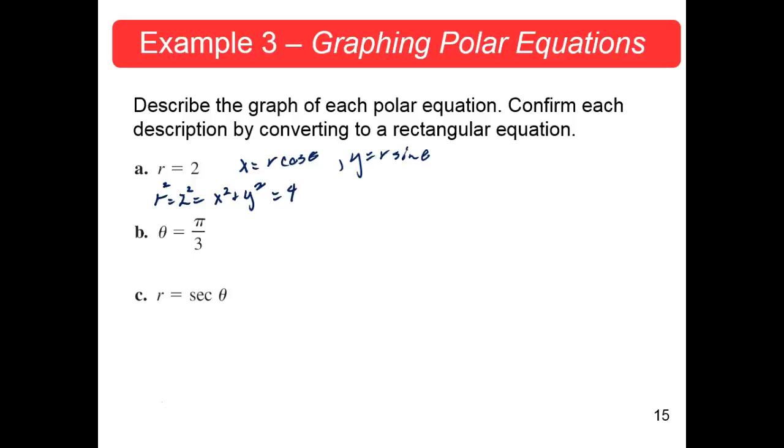We really didn't need the top part. I started doing it that way, but I thought it much easier to do it this way. Okay, theta equals pi thirds. First describe to me the graph of that polar equation.